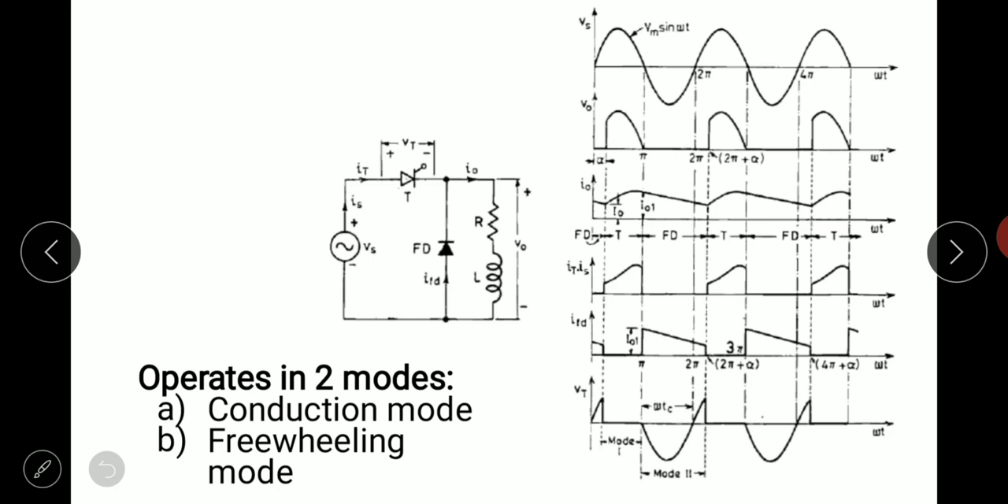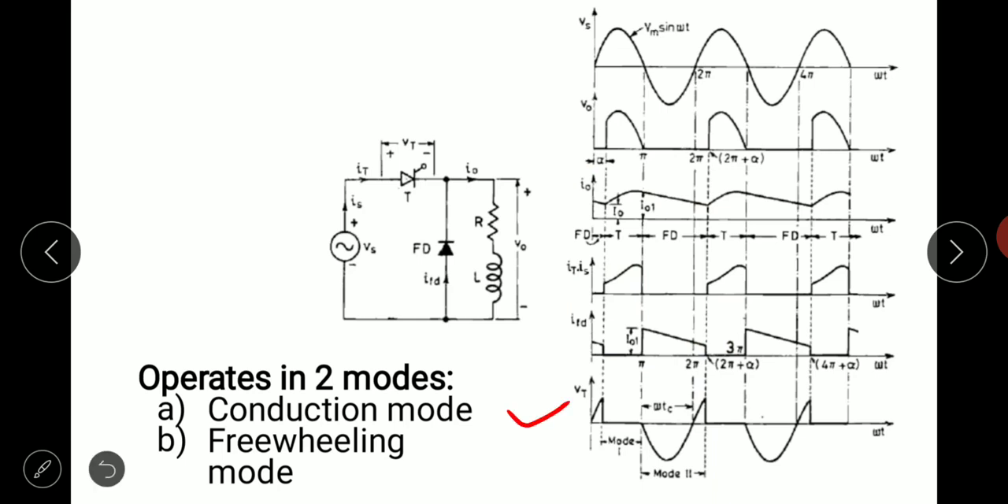And this current is the current through the freewheeling diode. So if we add the current flowing through the thyristor and the current through the diode, the combination of these two currents will be the I0 current. So the I0 current has two distinct portions: one portion is the conduction portion and the other is the freewheeling portion. Both expressions will be distinct.